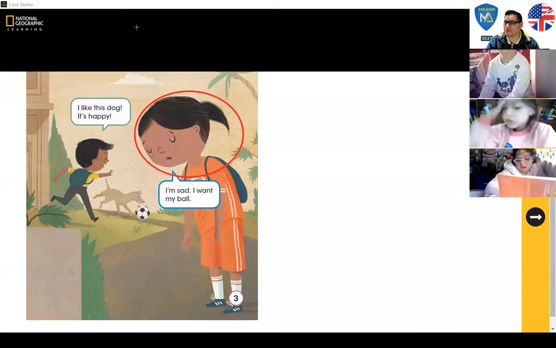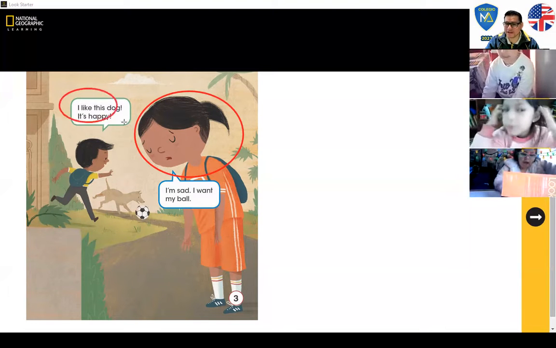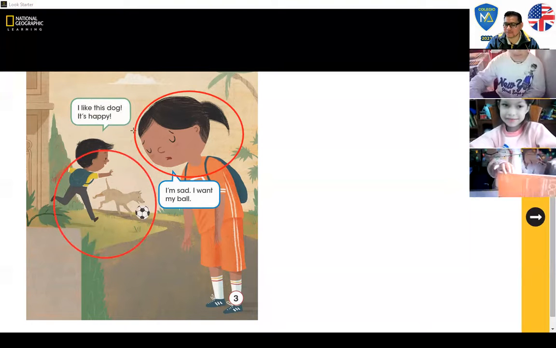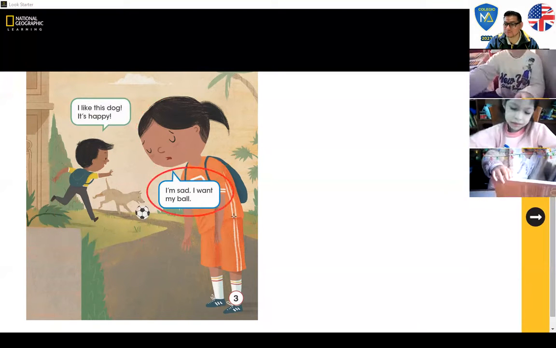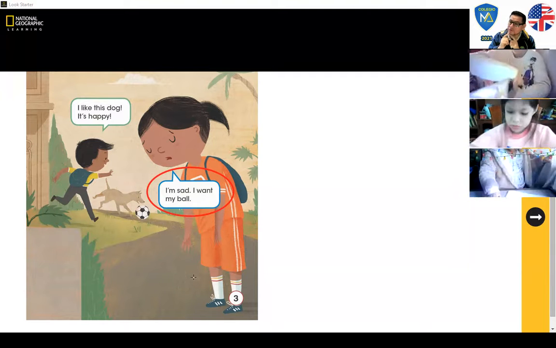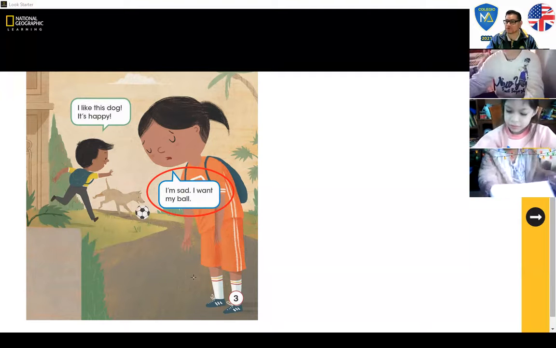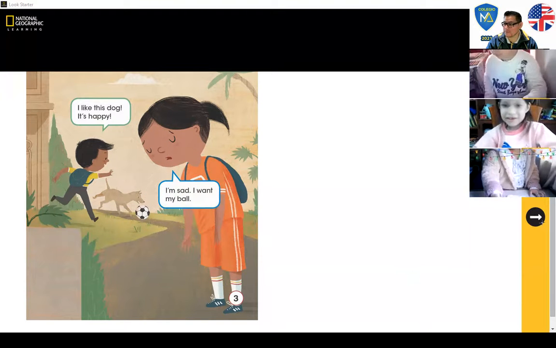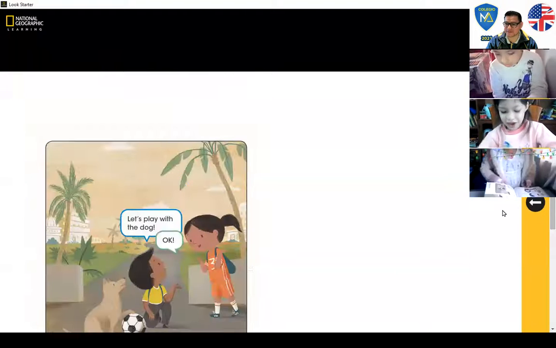Look. The boy is saying something. I like this dog. It's happy. And the girl says, I'm sad. I want my ball. Quiero mi ball. I want my ball. Oh, dear, that's too bad, right? Let's see what happens next.